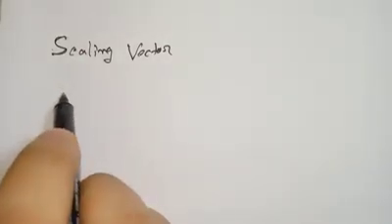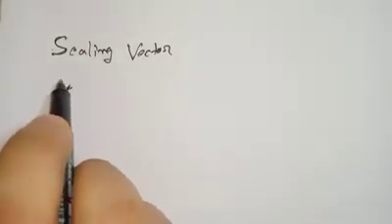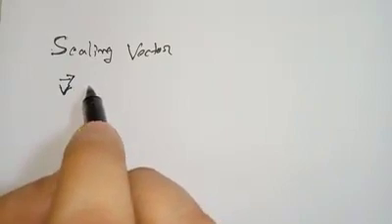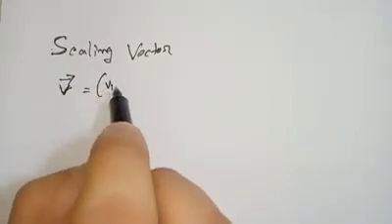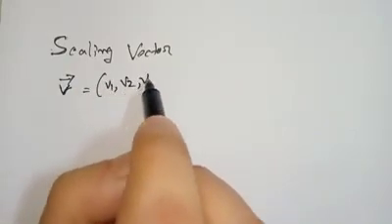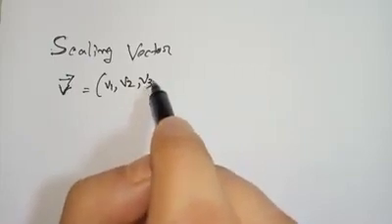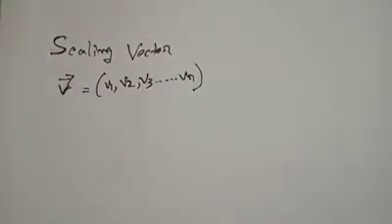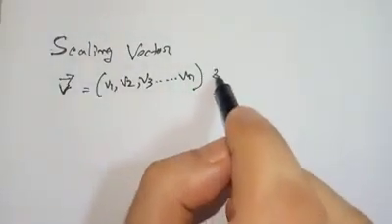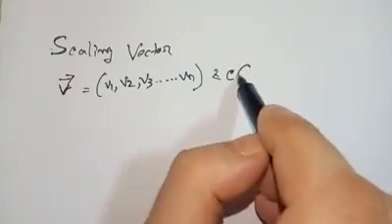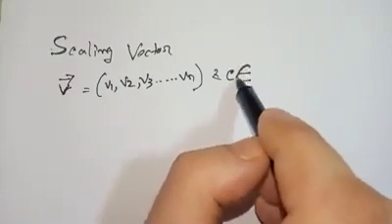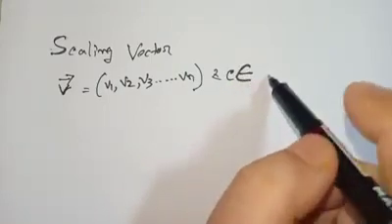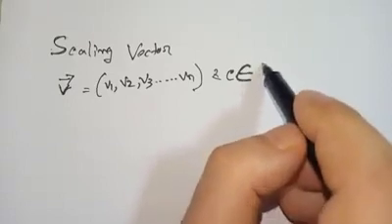So scaling vector, say for example, if I get a vector, I will denote it by v, and I will just define it as, say for example, v1, then v2, then v3, and dot dot dot, it will go up to vn, right? So this part definitely I can write that if a scalar c, and I'm using this symbol, this is a symbol of set theory, belongs to r.